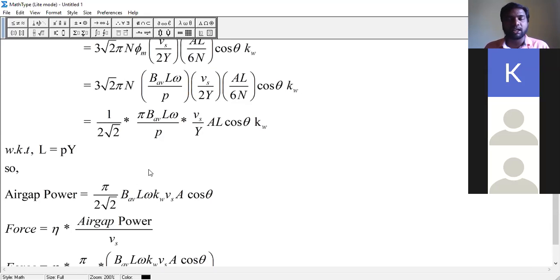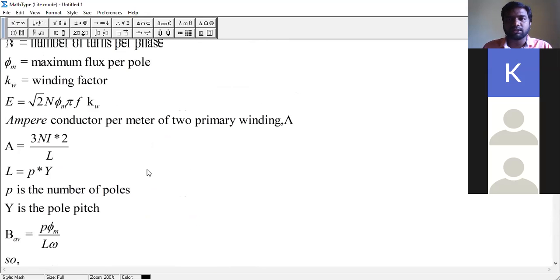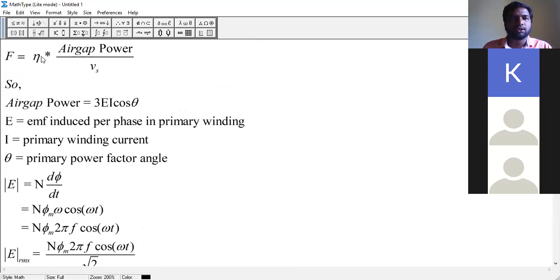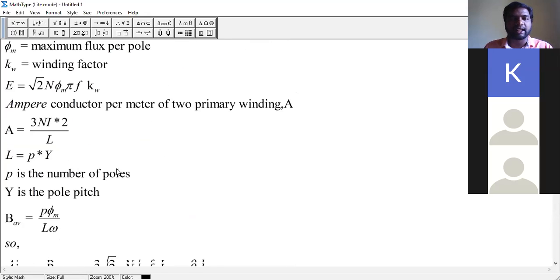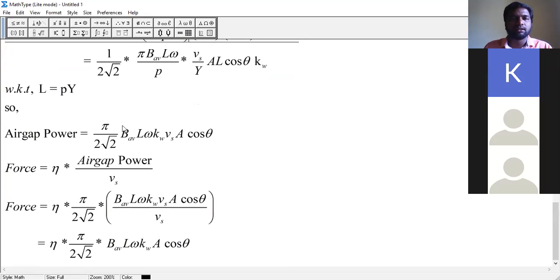Still now we have not derived the equation for the thrust force. So what is the equation for the thrust force here? The equation for the thrust force is F is equal to efficiency into air gap power divided by synchronous velocity. Until now we have derived only the value for air gap power, so now we are going to substitute this air gap power in that force equation, so that we arrive at this one.